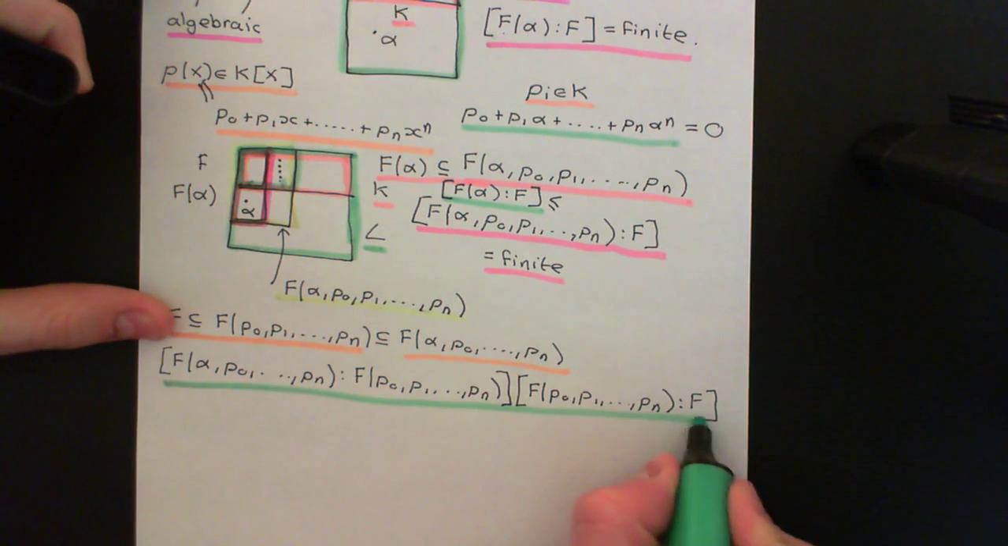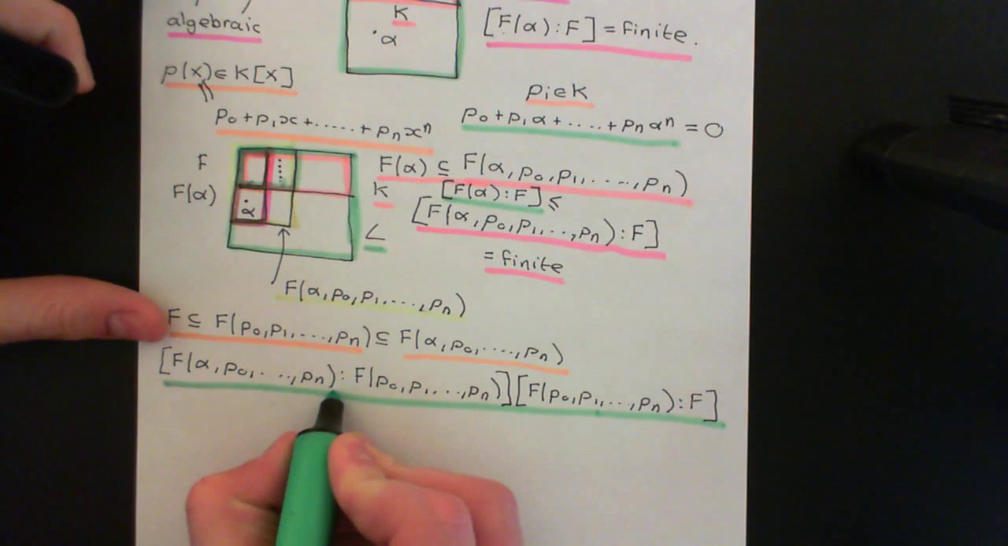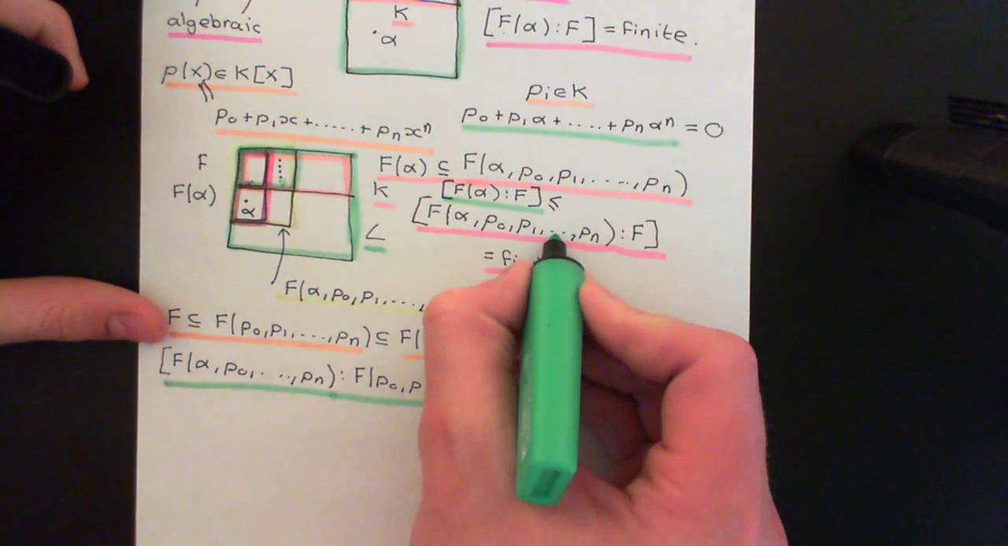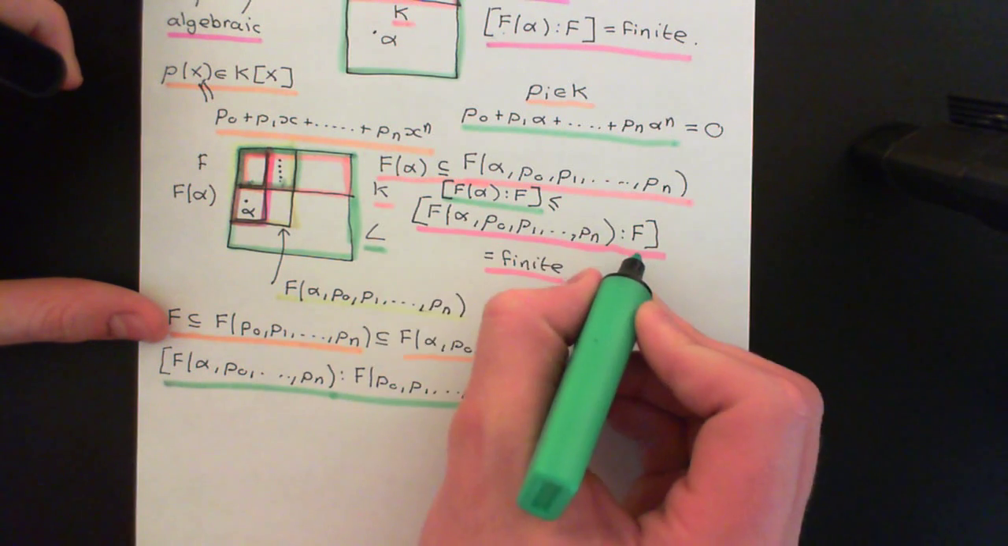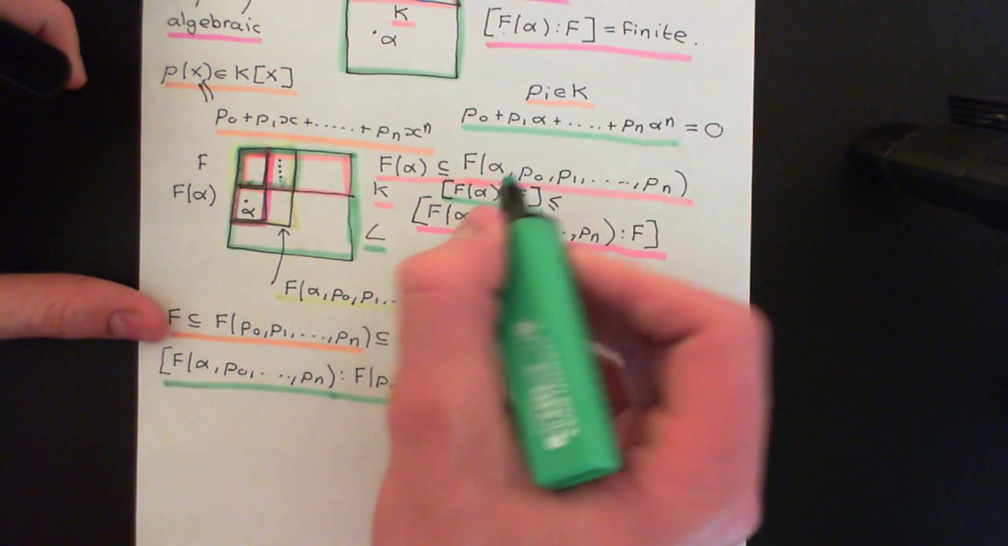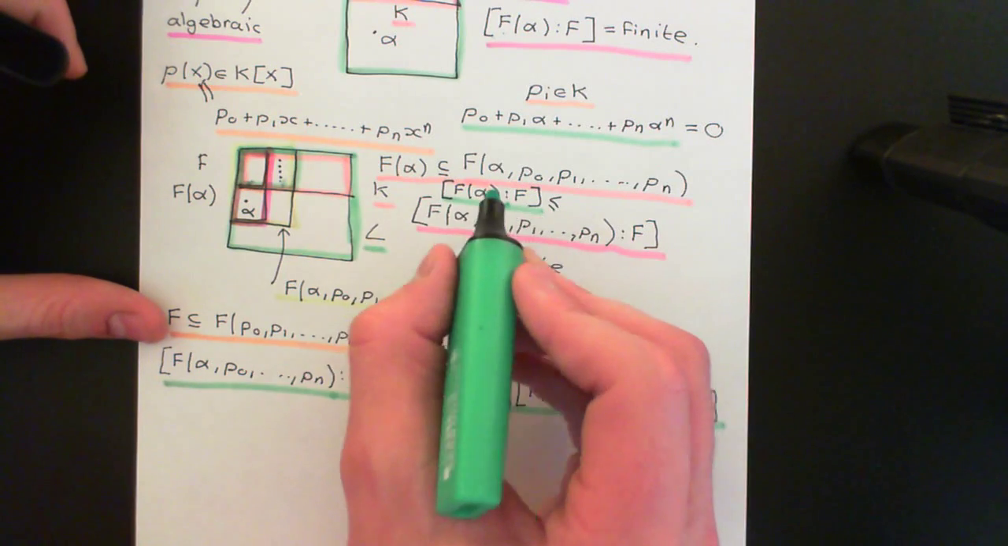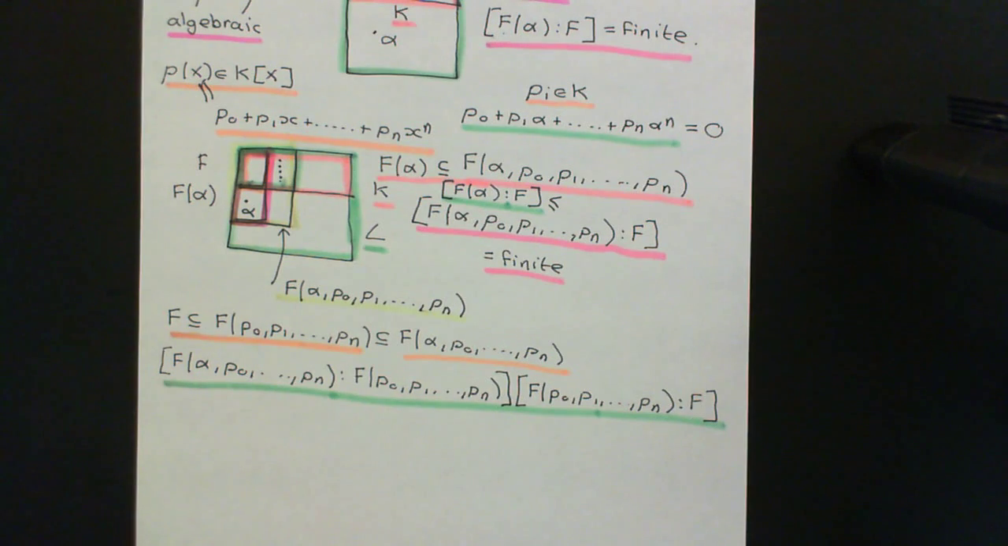Okay, now, so if we can conclude that both of these things are finite, then we can conclude that this thing is finite, and we know that if we can conclude this thing is finite, we can conclude that this thing is finite, and if we can conclude this thing is finite, we can conclude that L is algebraic over F. Excellent. So how can we prove that these two things are finite?